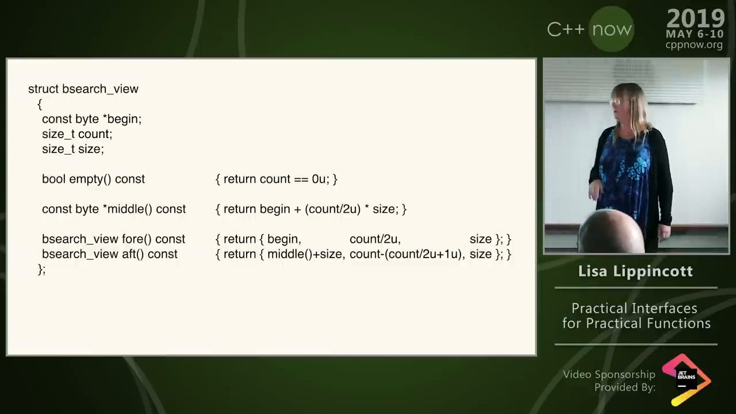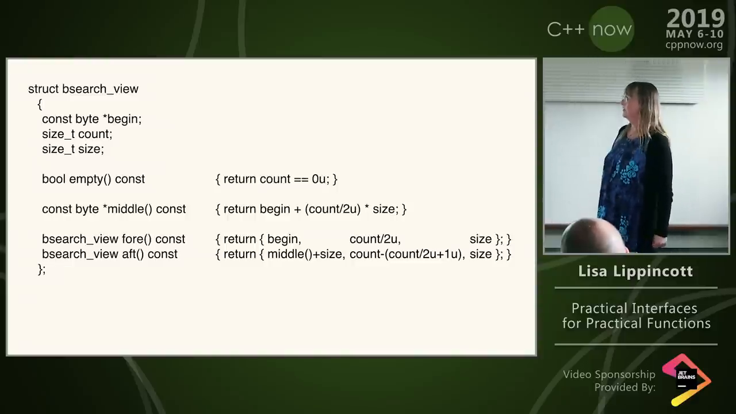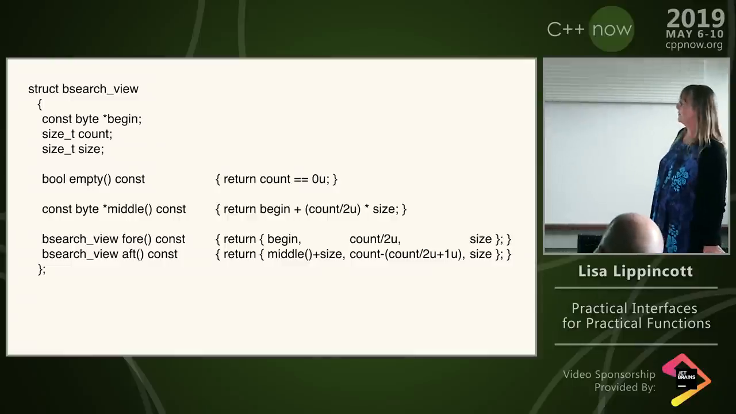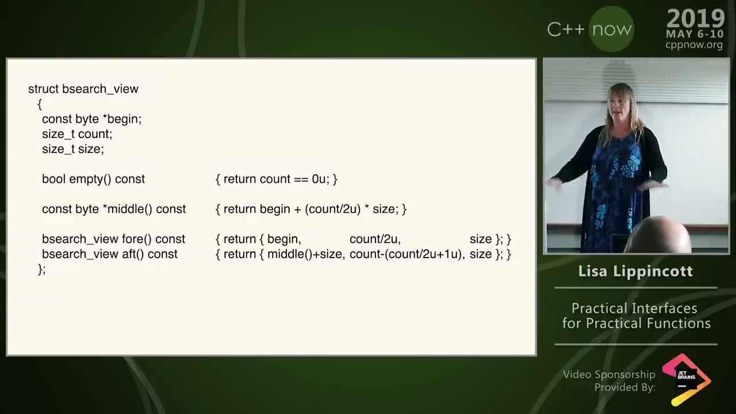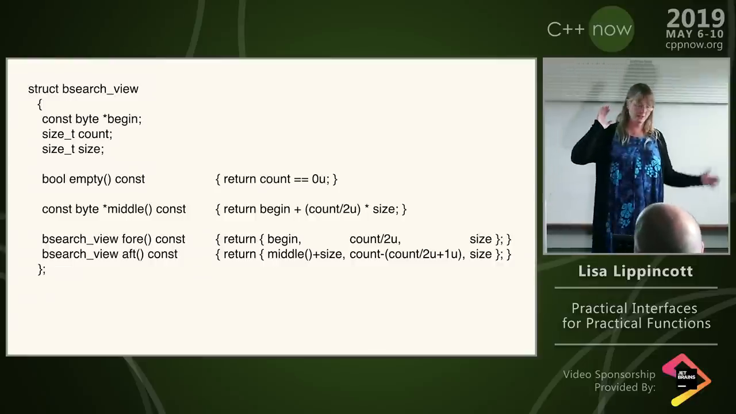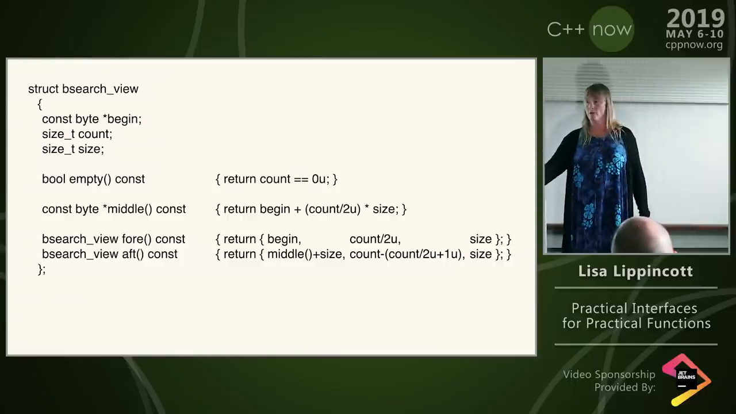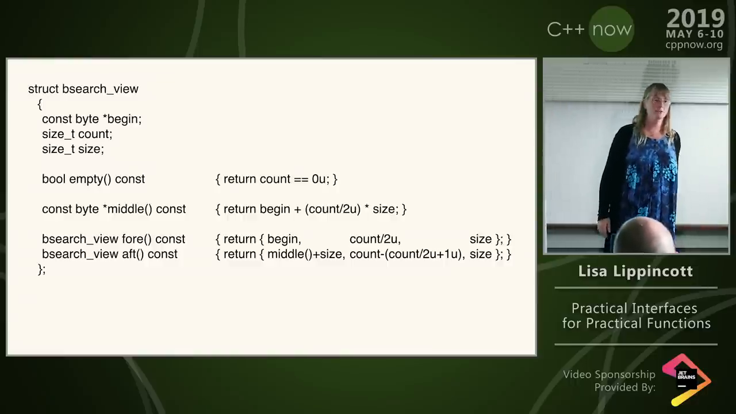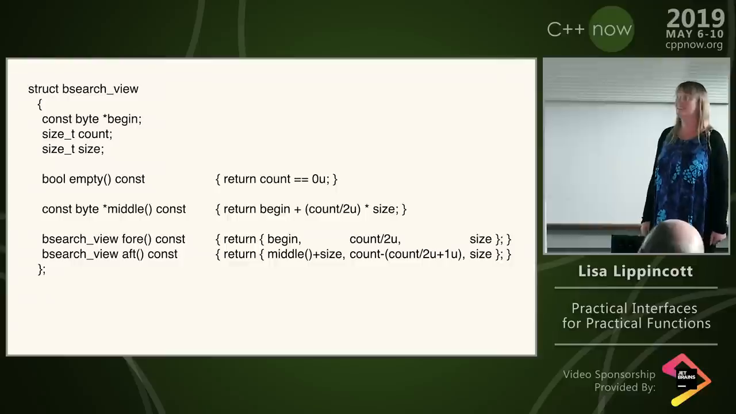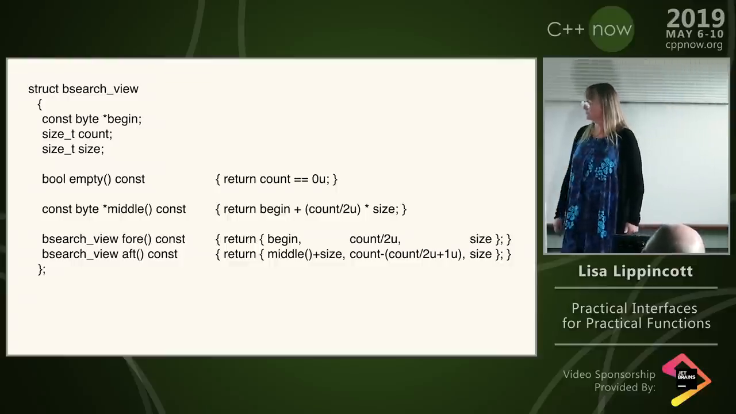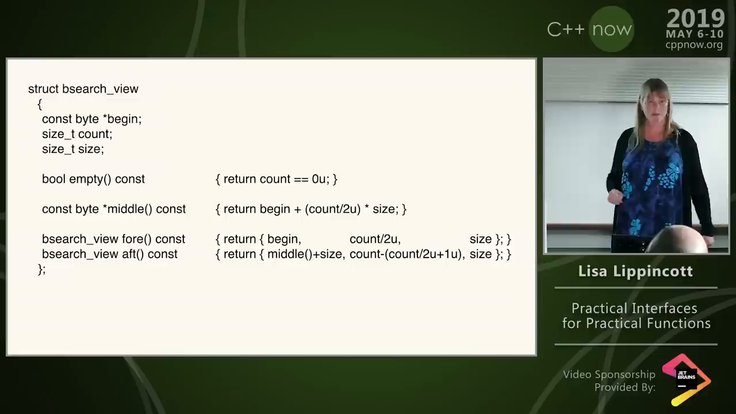This is a bsearch view. I could have been fancy and done some hiding, but I wanted to get it all on the screen. So here, the whole code for bsearch view fits on the screen this way. It actually gives us a tree-like view of that array. It takes the array and says there's a middle element, there is a for part that you can have a bsearch view over, and there's an aft part that you can have a bsearch view over, and this other function, empty, that tells you when your bsearch view is empty. And that's going to take care of all of our pointer math.